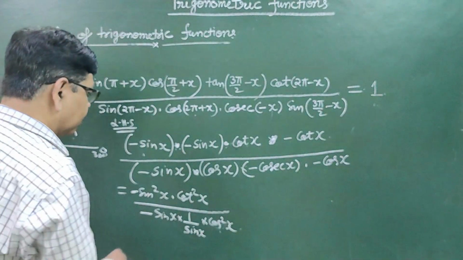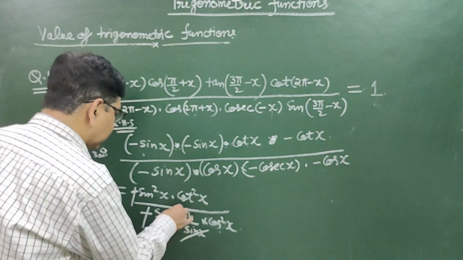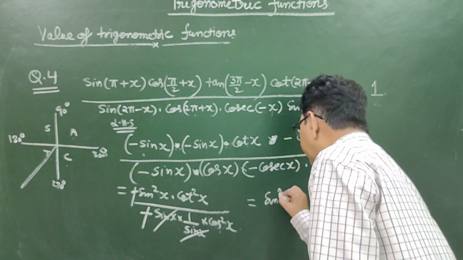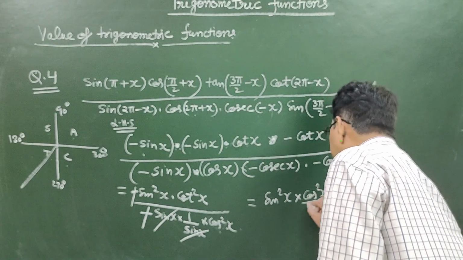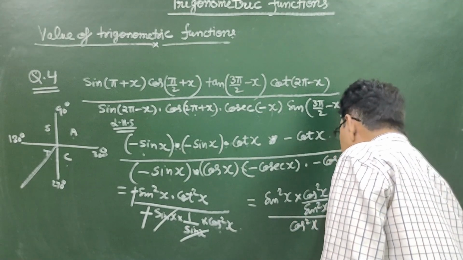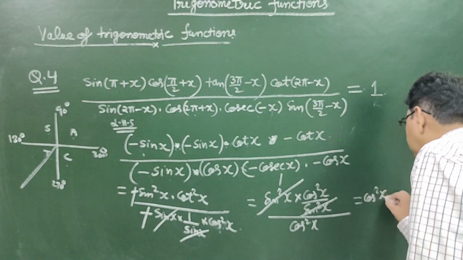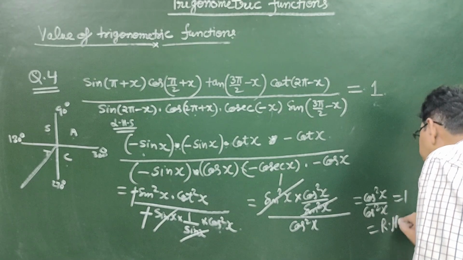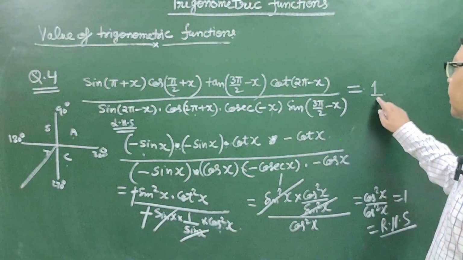Now solving it further, this minus sign and minus sign get cancelled. Sin x and sin x is also cancelled here, and this is equal to sin square x, and you know cot square θ is equal to cos square upon sin square, upon cos square x. This sin square x and sin square x cancel, cos square x upon cos square x is equal to 1, and this is equal to the right hand side. So the question is solved. We have got the right hand side.